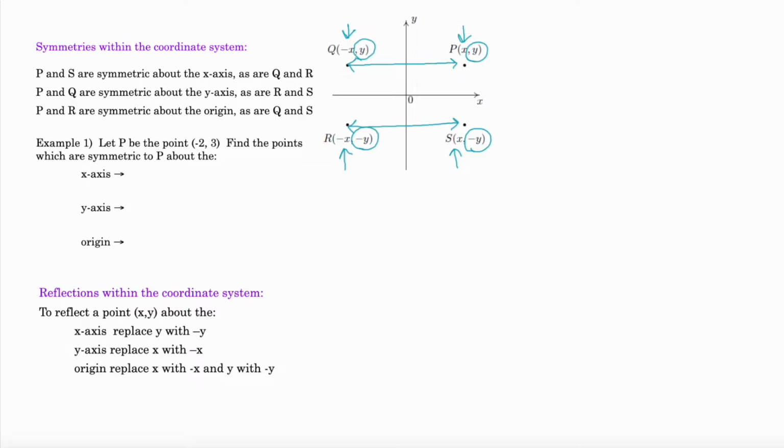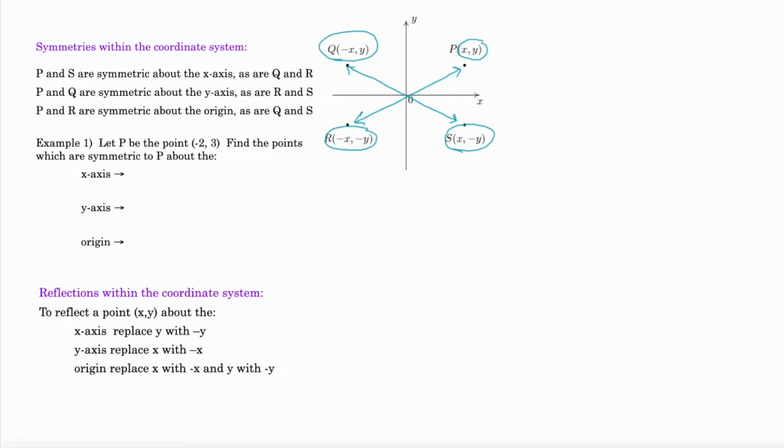There's one more reflection that we need to talk about: reflection across the origin. So if I look at R and P, I can go across the origin, but I notice that when I do that, both the x and the y become opposites. Similarly, if I take Q and go across the origin to S, or vice versa, it doesn't matter, in both directions notice that again x and y become their opposites. So it's changing to the opposites in that manner.